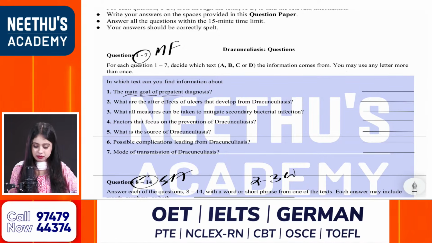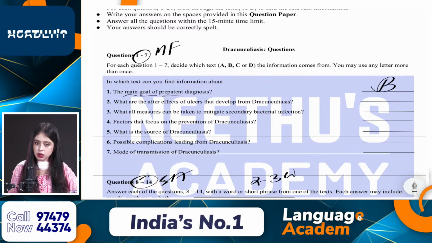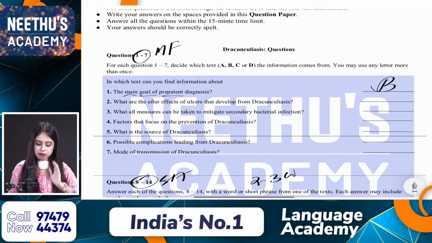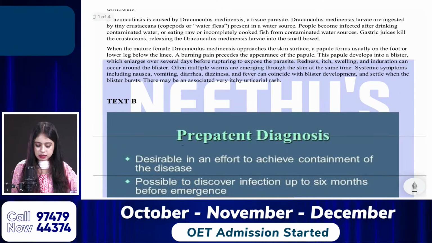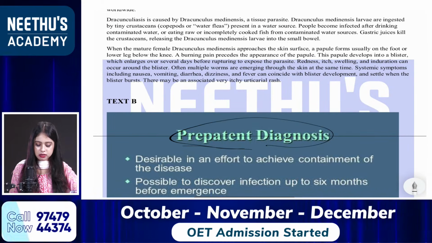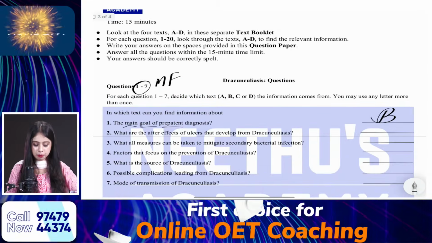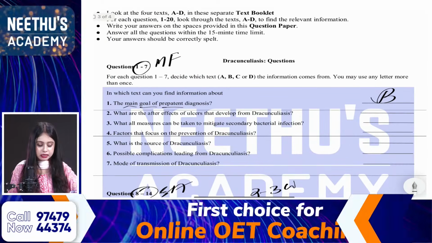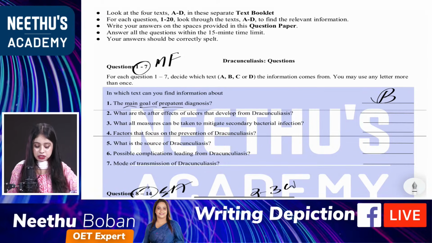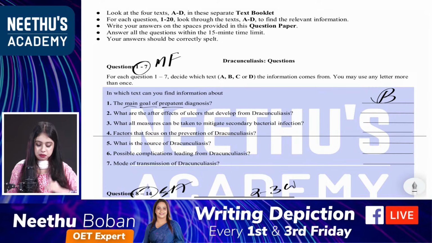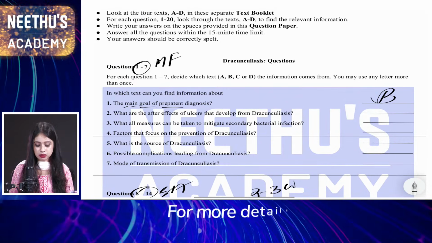Yes. So that is from text B. Okay, so where is it mentioned in text B? Very clearly mentioned in the title itself. See, pre-patent diagnosis. So that means it's from text B. Okay, very good. So the answer is from B. Yes Amrita, Shilpa, very good. Yes, correct answer. Okay, so second question: what are the after effects of ulcers that develop from dracunculitis?